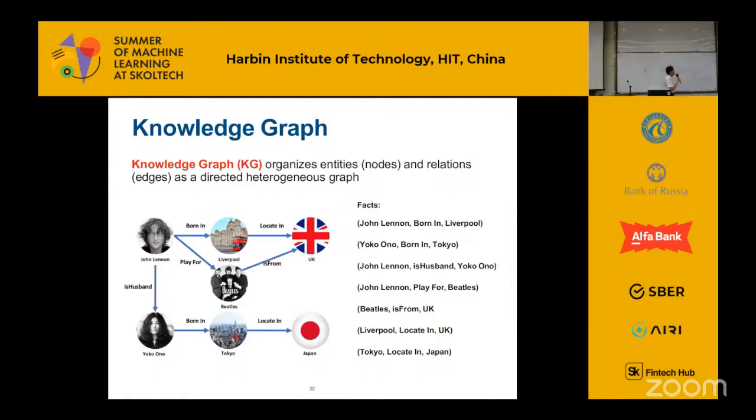And this is just like a graph that organizes all these entities, all these concepts, and all these relations together. And all these relations we can also regard as facts. For example, John Lennon born in Europe, and these are the facts.